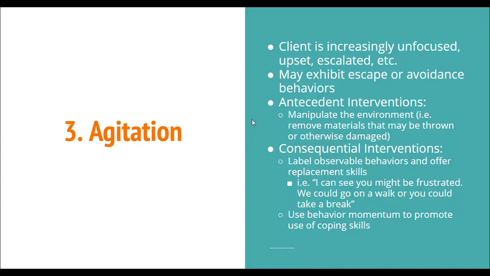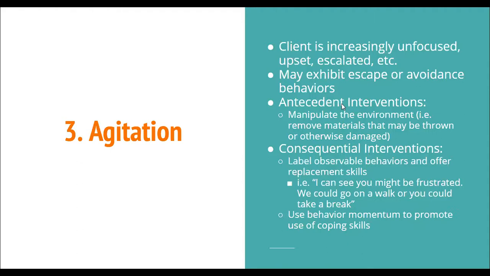Okay, so I'm going to pick up on agitation. During this time, our clients are becoming increasingly unfocused, upset, and escalated. They might be exhibiting escape or avoidance behaviors related to those triggers. Our antecedent interventions in particular are manipulating the environment. If you have a client who typically engages in property destruction, you might think about removing materials that might be thrown or otherwise damaged, or could cause harm to someone. We need to think about maintaining a safe environment by making sure kids can't even access anything in the first place that might lead to a more dangerous environment.